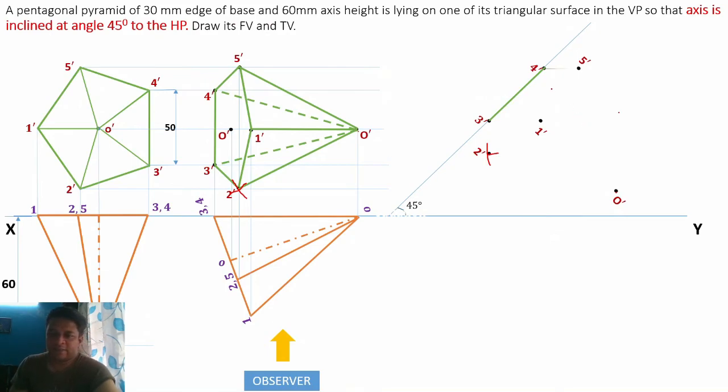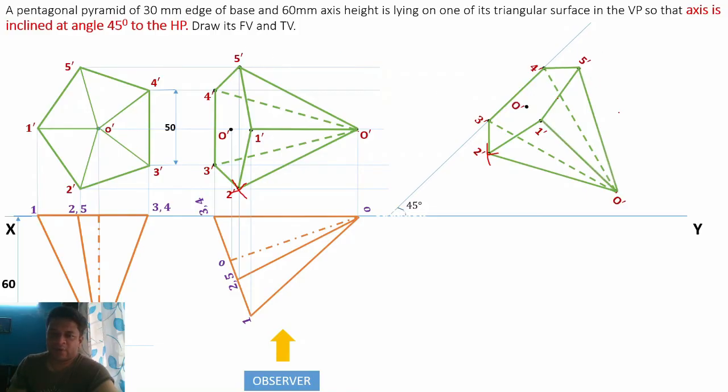Now connect the remaining points, just like 4 dash 5 dash, 1 dash 5 dash, 2 dash 1 dash, and 2 dash 3 dash. Connect them in a proper sequence. So the same pentagon is replicated here. Then connect the longer edges, O dash 2 dash, then 3 dash O dash, 4 dash O dash, 5 dash O dash, and 1 dash O dash.